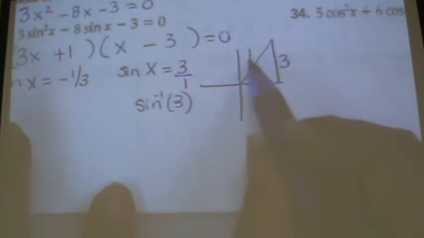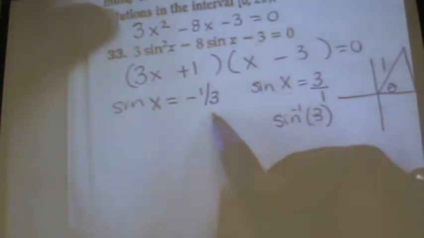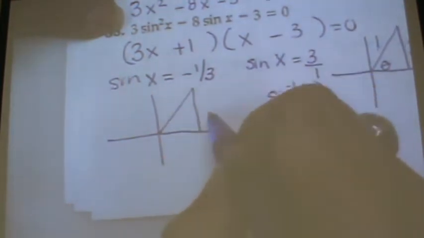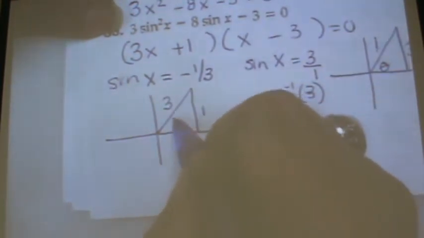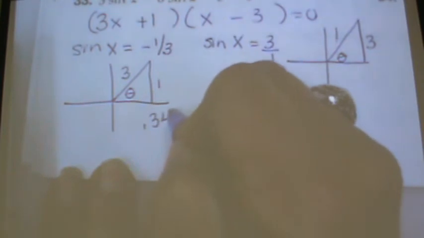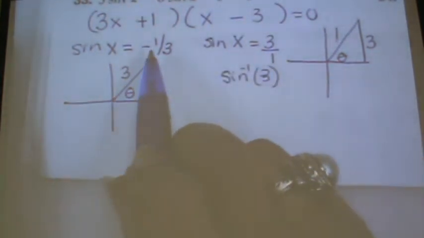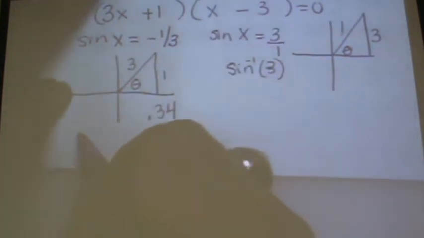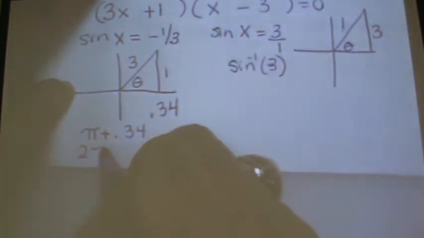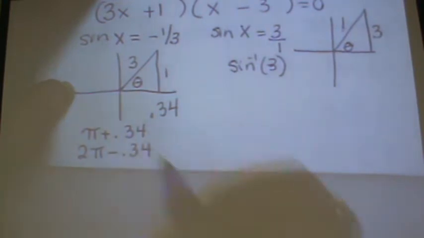If it were the other way around, if this were a 3 and that were a 1, you can do it like this one. So this one you've got a 1 here and a 3 here. Yes, you can do that. You can figure out what this angle is. So you're going to hit second sine, 1 divided by 3. You're going to get an answer, let's just say 0.34. And now I want to know where is sine negative. Again, it's in quadrant 3. So it's pi plus 0.34 and 2 pi minus 0.34.